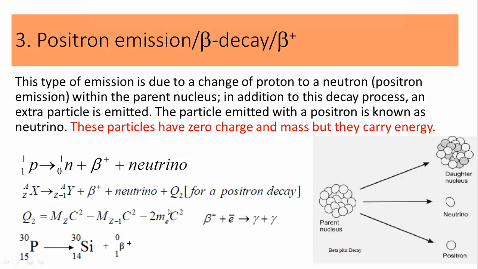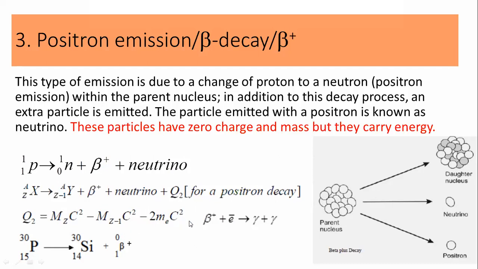But here it is shown over here, this is the minus 2 m_e. That means you have to subtract the mass of 2 electrons. So this is actually the big reason over here. I will talk about this one, why you have to subtract the mass of two electrons out of this equation.